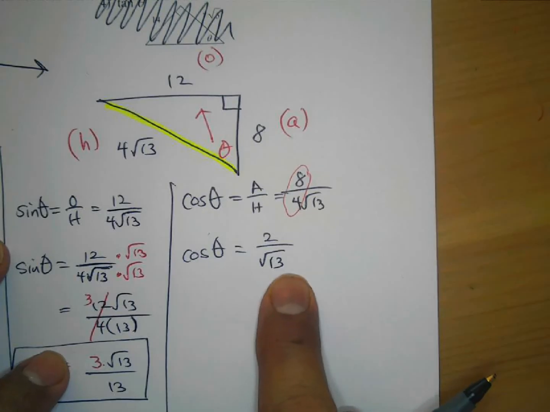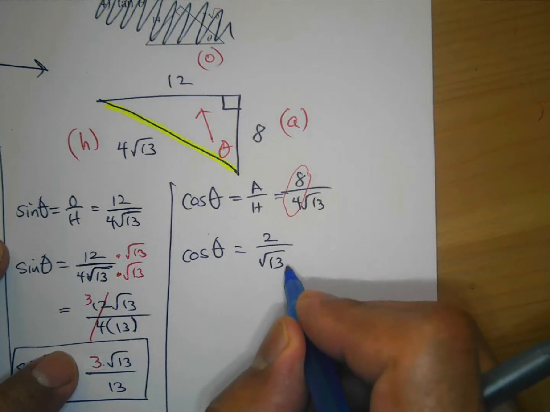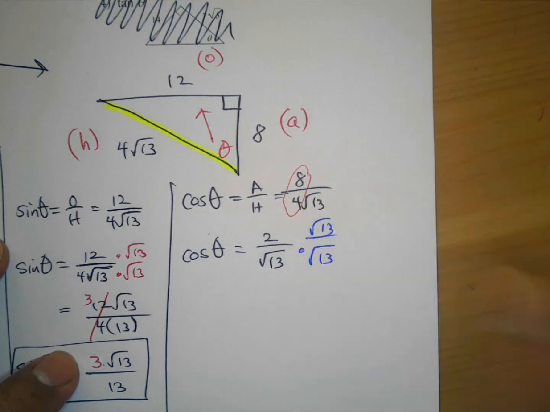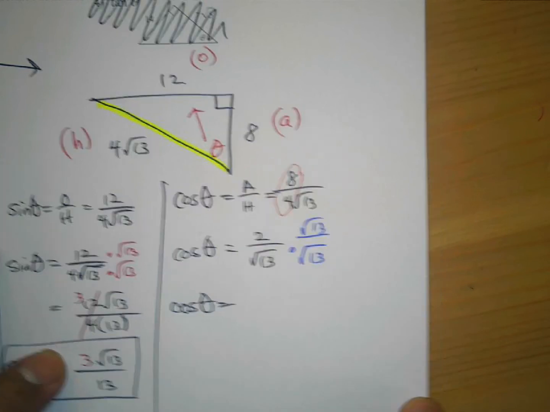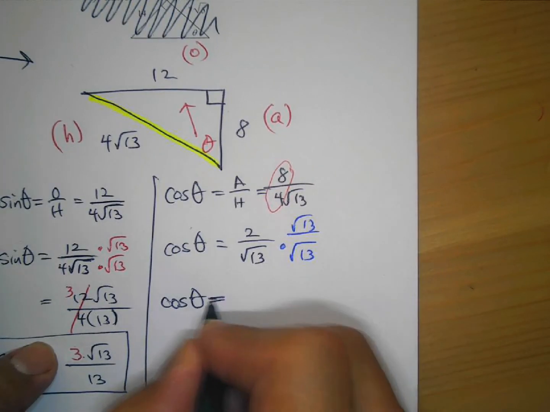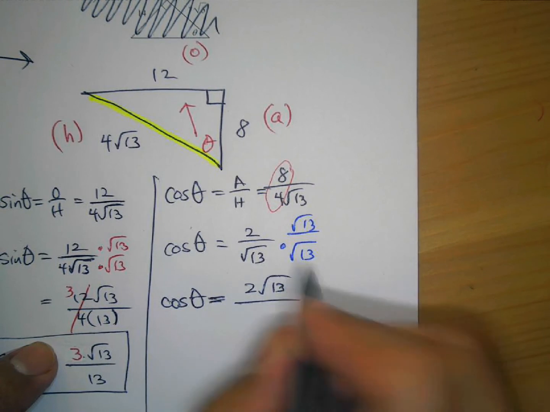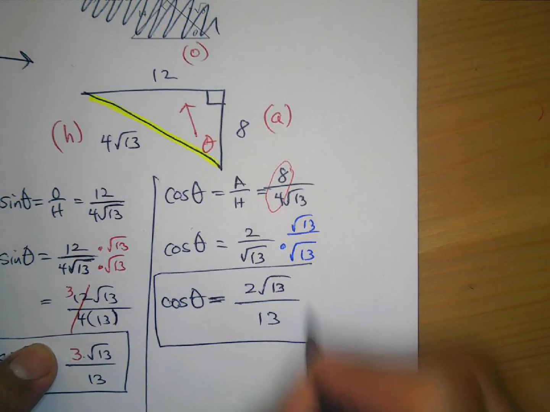Okay, now we fix this, right? Now we fix this. Cannot leave your ratio with a radical in the denominator. Multiply top and bottom by root 13. That'll give you cosine is 2 root 13 over 13. And these can no longer reduce.